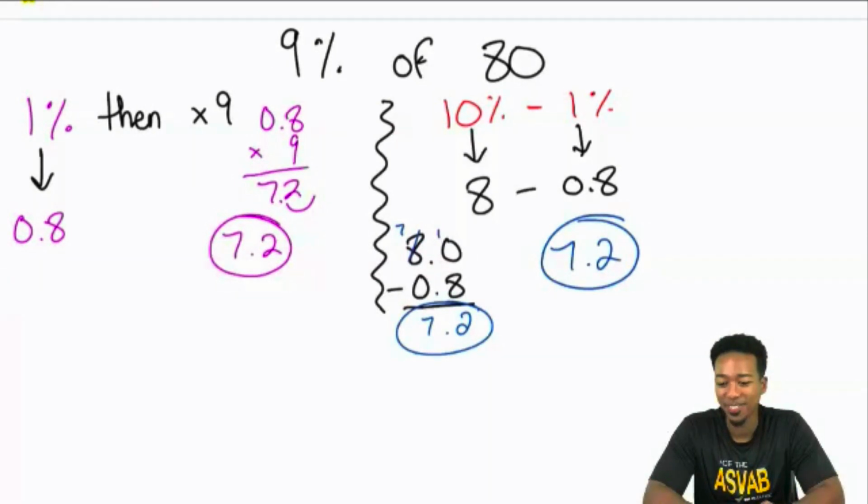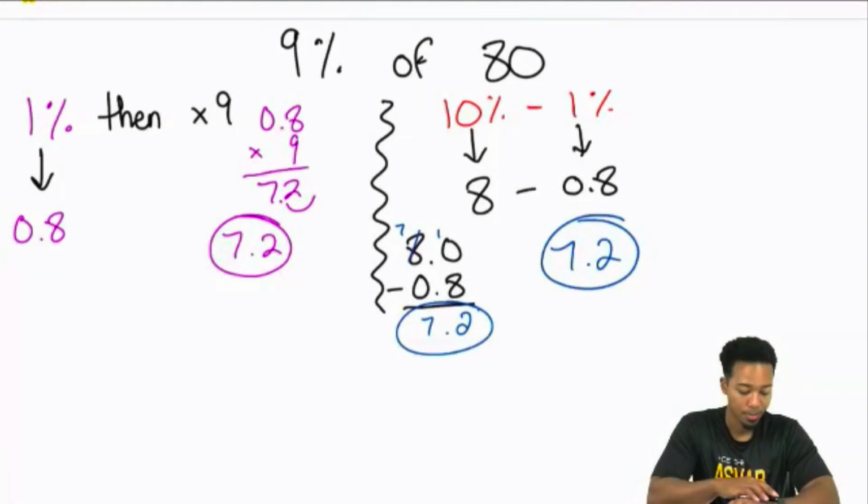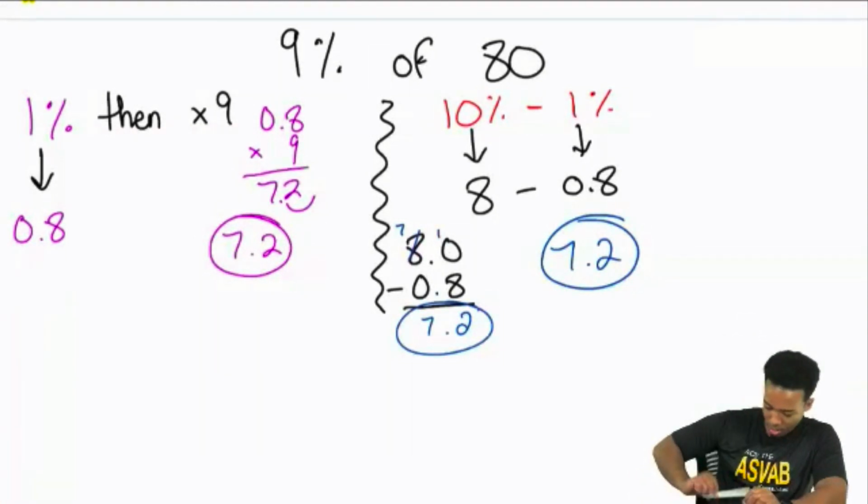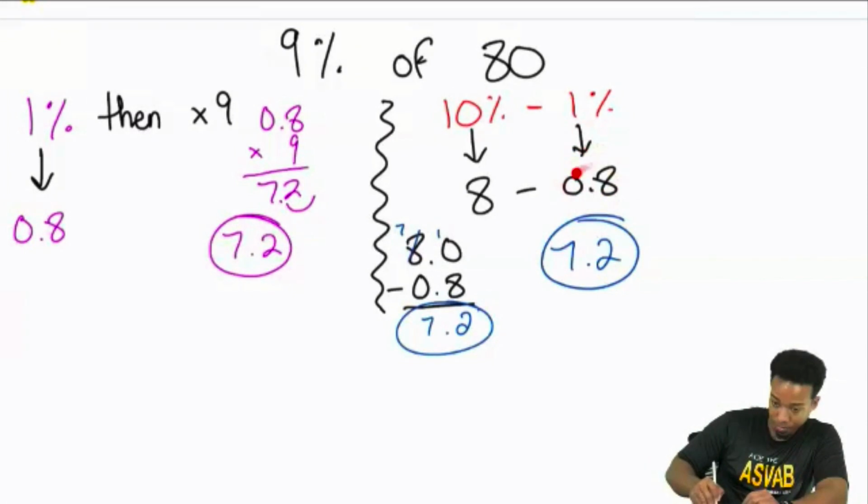How we doing, girl? Okay, so I got a little lost. Where did you get the 0.8 from? 0.8 from right here? No, on the left, the purple side. Right here? Like, yeah. 1%?